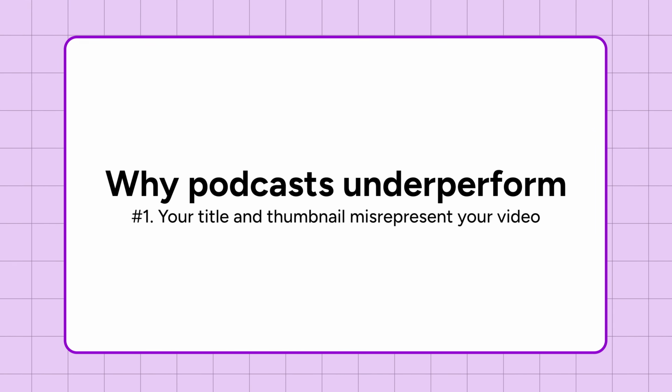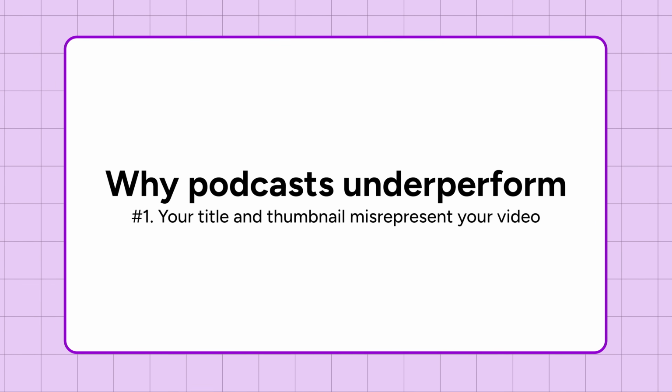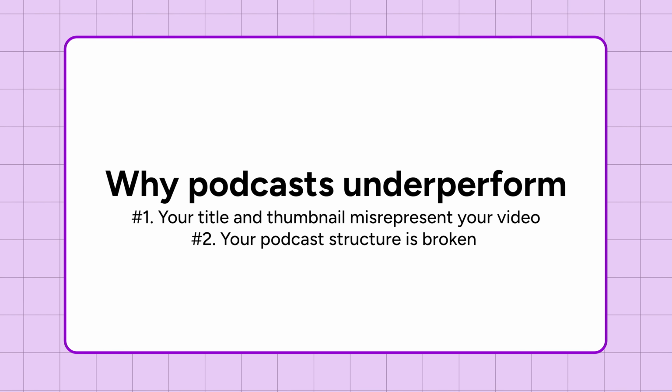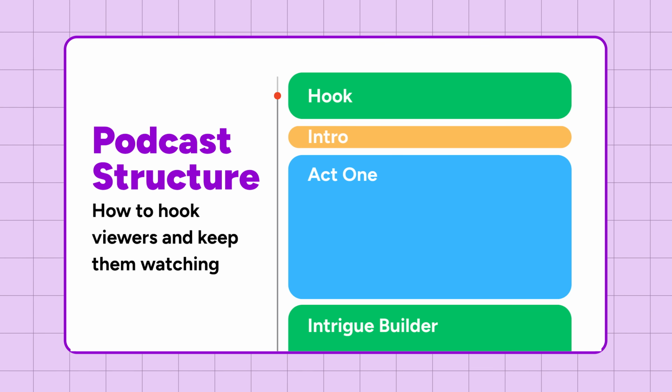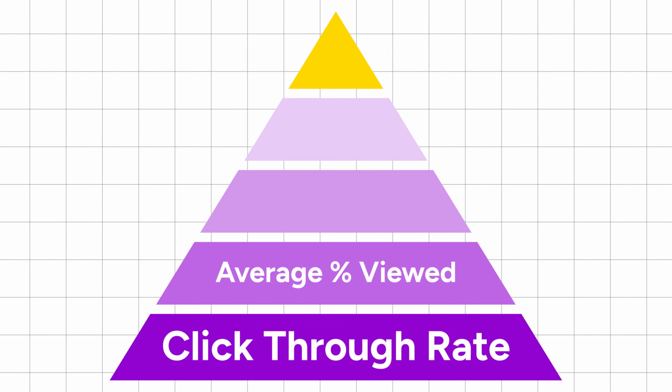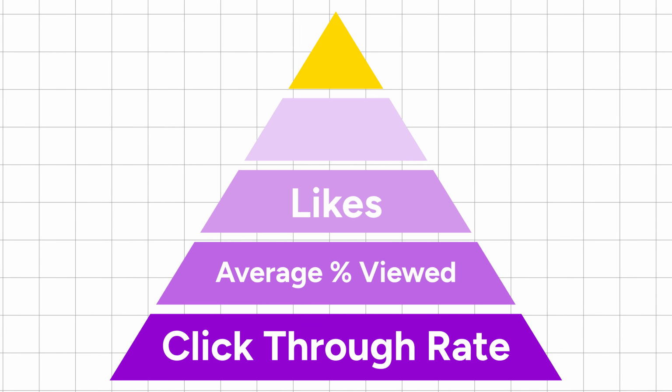The second reason that your videos could be underperforming when it comes to average percentage viewed is because there is something broken in the structure of your video. This could be that there's no hook at the beginning that forces audiences to keep watching, or if you're an interview-based podcast, that you take too long getting into the meat of the conversation. Whatever it is, average percentage viewed will help you understand if your podcast has a problem keeping audiences engaged, which brings us to the next level of the pyramid, likes.